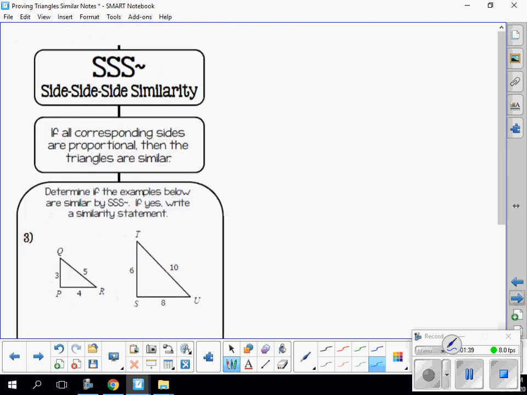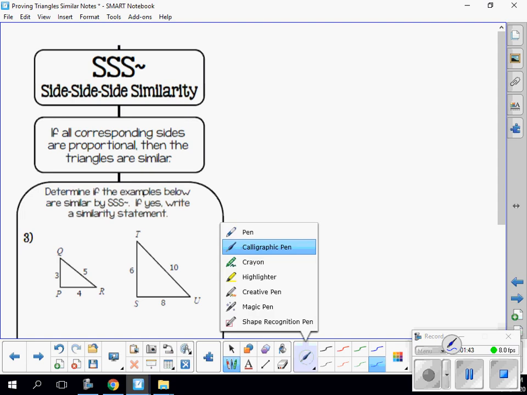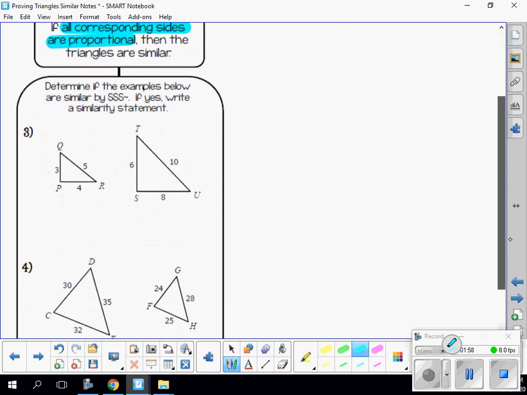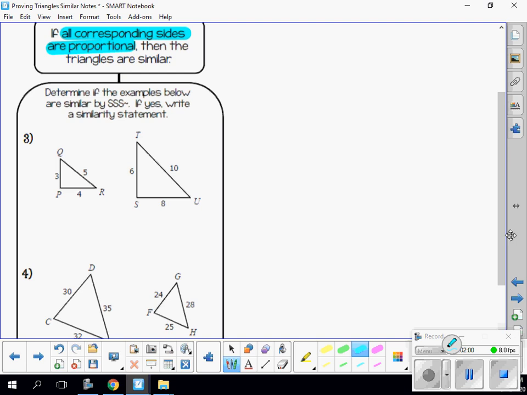All right, let's look at side similarity. If all sides, so we don't get to say just like 2, if all sides are proportional, then the triangles are similar. And like I said, proportional means I'm going to get a fraction that's the same across the board when I reduce my fraction down. If it's not reduced, it's not going to work. We need to make sure it's in simplest terms.